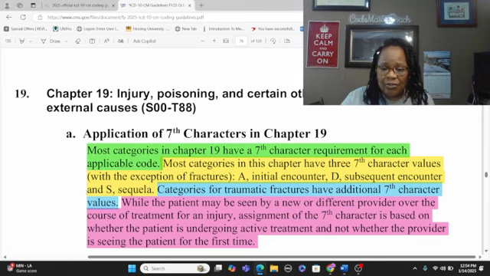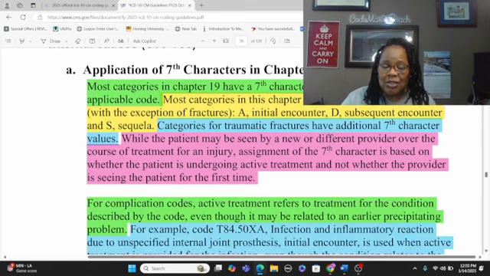Categories for traumatic fractures have additional 7th character values. While the patient may be seen by a new or different provider over the course of treatment for an injury, assignment of the 7th character is based on whether the patient is undergoing active treatment and not whether the provider is seeing the patient for the first time. Guys, that's vital. Let me say that again.